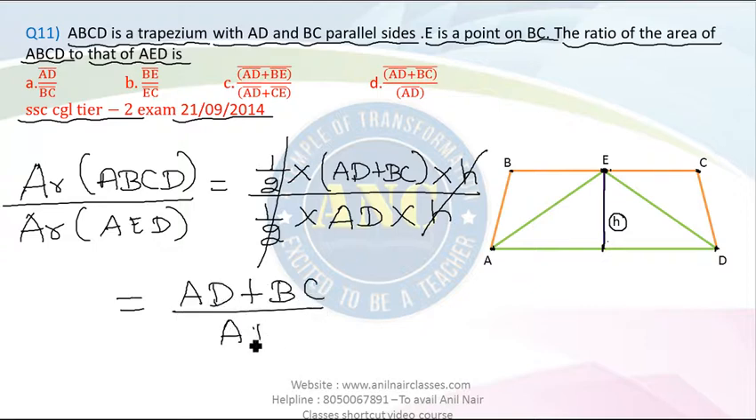Because the values of AD and BC are not given in the question, you should also keep the answer in this format itself. AD plus BC by AD is nothing but option 4 for this original examination question in SSC CGL Tier 2 2014. I hope the varieties of questions are very clear for you people, sir.